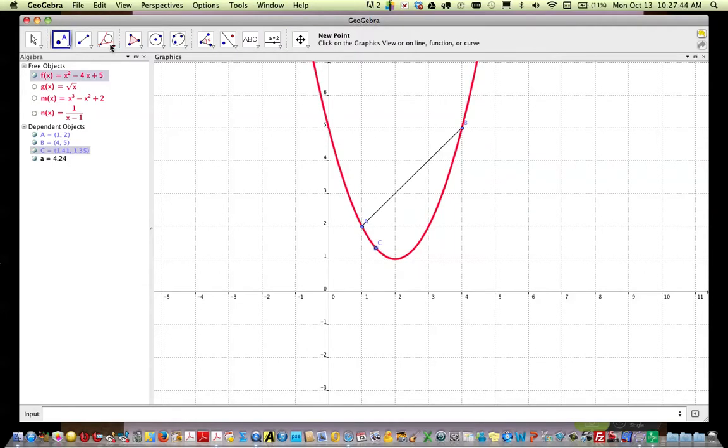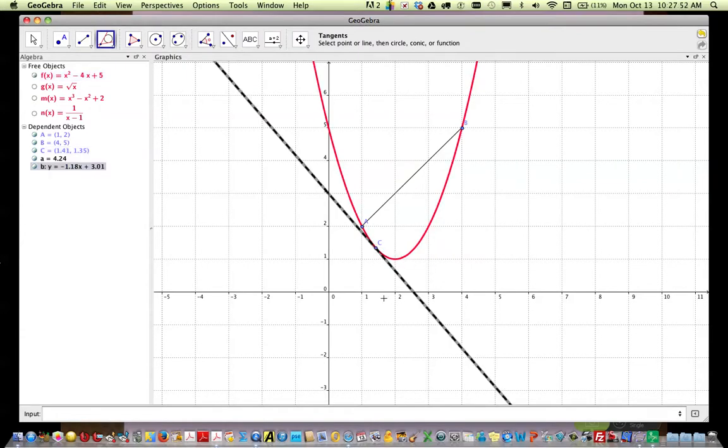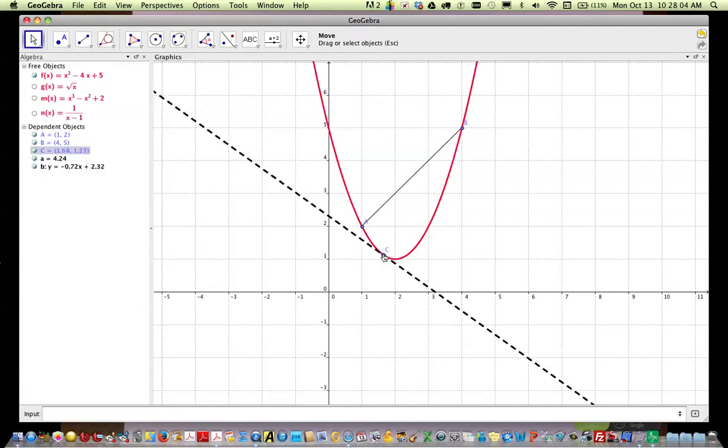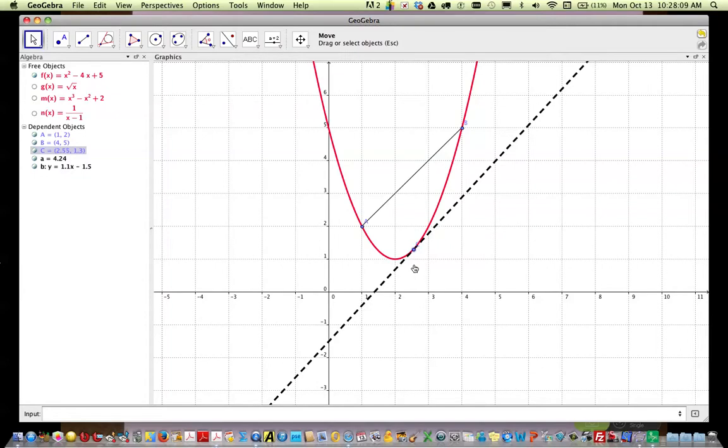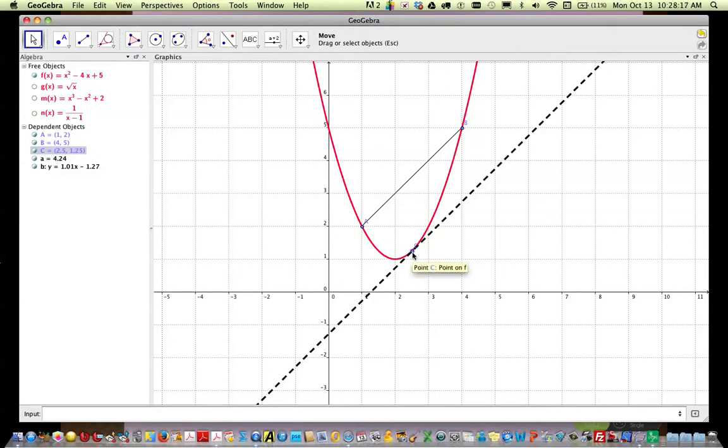And I'm going to tell the software to draw me the tangent line to this graph at this point. All right, so that dotted line that you see is the derivative, or the slope is the derivative. And then if I just grab that point and move it until that dotted line is parallel to that secant line, and it looks to me like that happens right about there or so. Okay, so if you look at what happens here, the x coordinate at that point is 2.5.